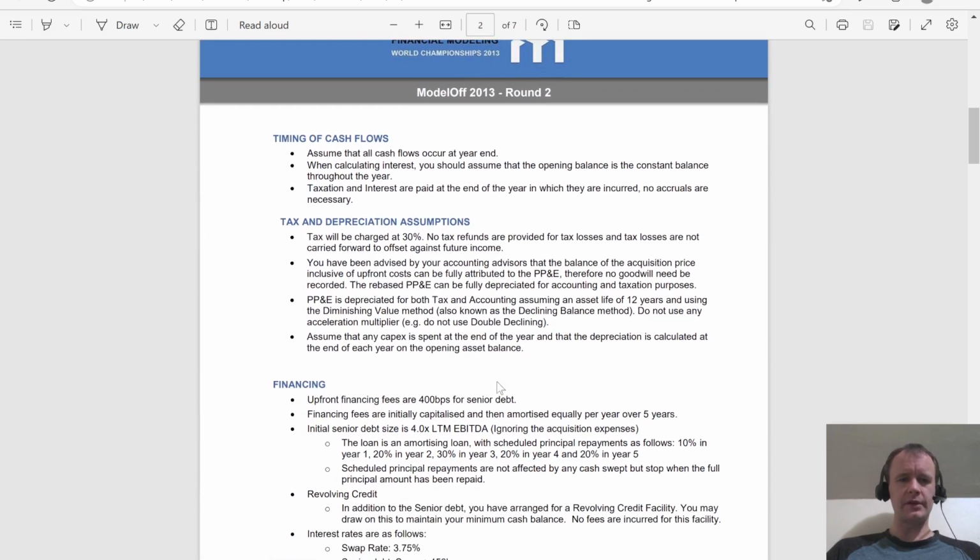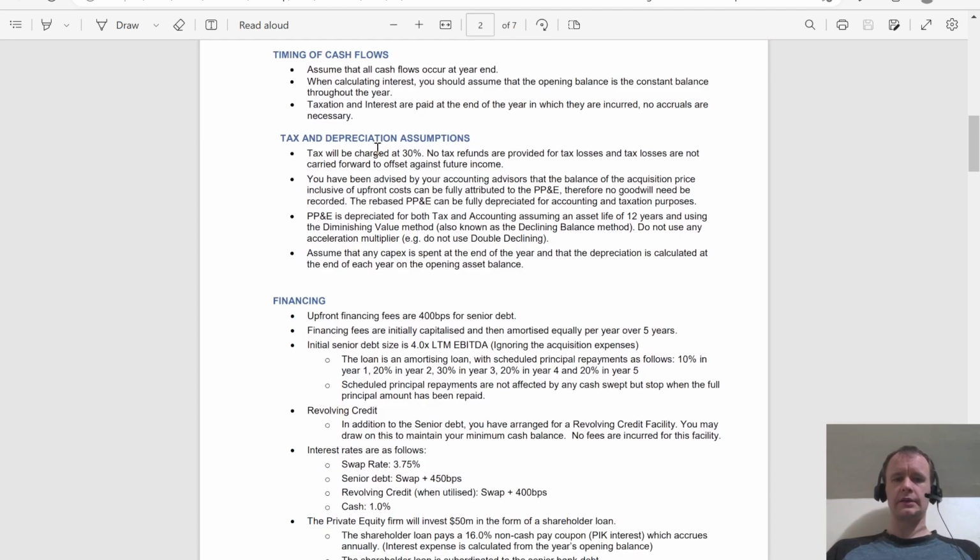It's fine. All cash flows occur at year end, so that's just a simplification that, when you think about calculating interest on debt, you just use the opening balance, because the balance doesn't change until the end of the year, so you don't have to think about averages or any funky stuff like that. Taxation and interest are paid at the end of the year, no accrual is necessary. Tax will be charged at 30%, but no refunds for tax losses, and tax losses don't carry forward. So in other words, if you make a loss, no tax that year. If you make a profit, 30%.